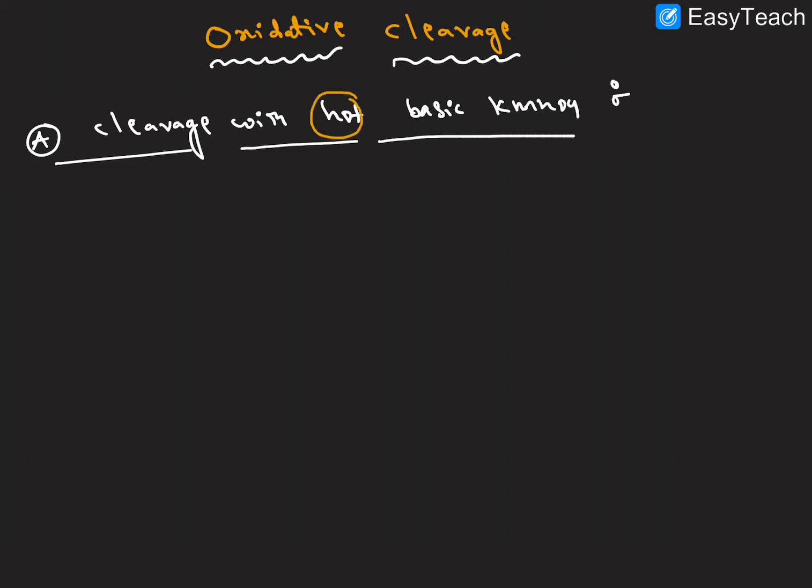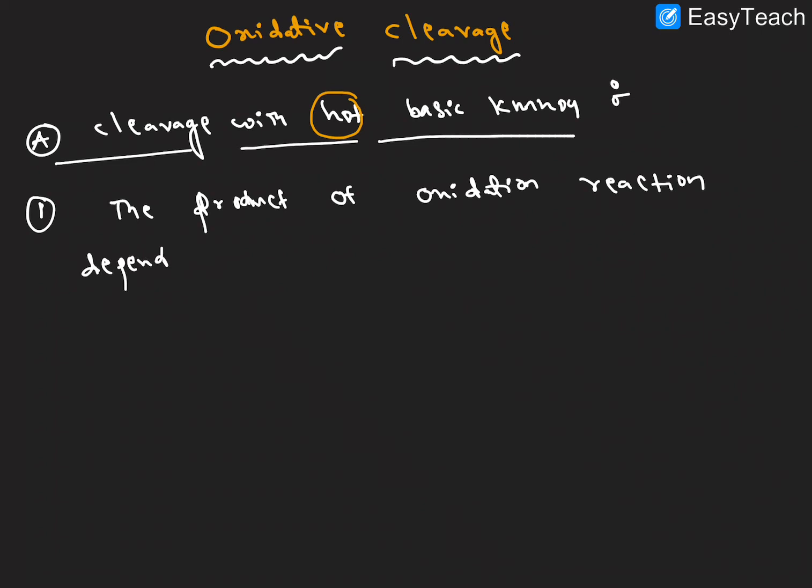This is very important. In the first point, the product of the oxidation reaction depends upon the structure of the alkene. It's very clear: the product formation here depends on the structure of the alkene, right?